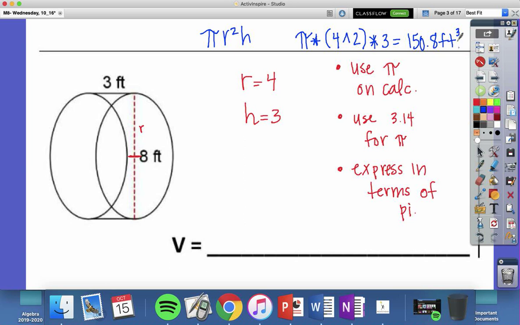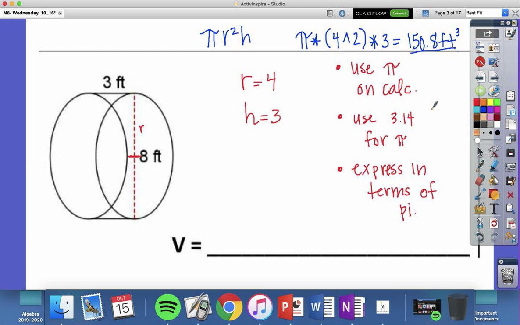So volume is a 3-dimensional measurement. Anytime I have a unit and it's representing the volume, it's technically to the 3rd power. Volume is representing the capacity of an object, how much an object can hold. So if this cylinder was an open container, volume would be how much water I could fit in that cylinder or how much air I could fit in that cylinder. It's just the capacity of that object of what it could hold. Okay, so using pi, we get 150.8 feet cubed.